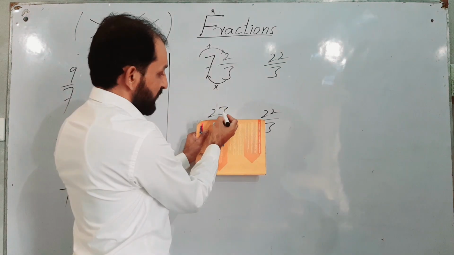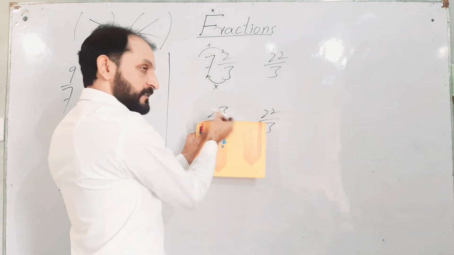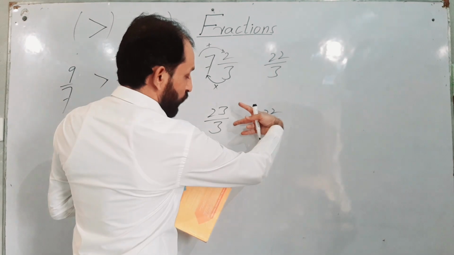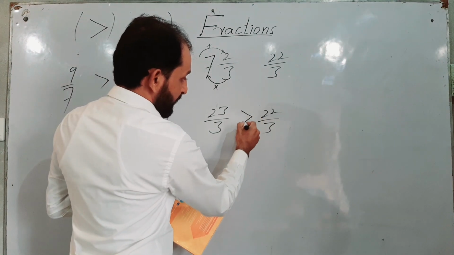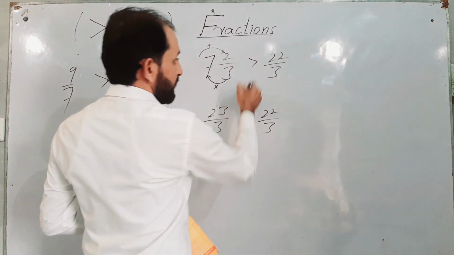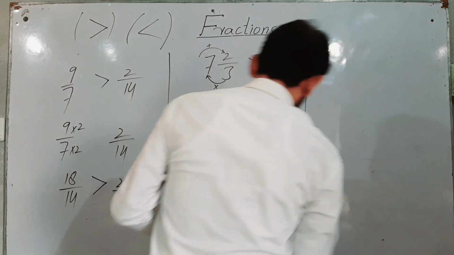Now check which side is greater. 23 is greater than 22, or 22 is greater than 23? Yes, 23 is greater. It means the opening of the greater sign will be towards the 23. It means this side is greater. Now we have another example.